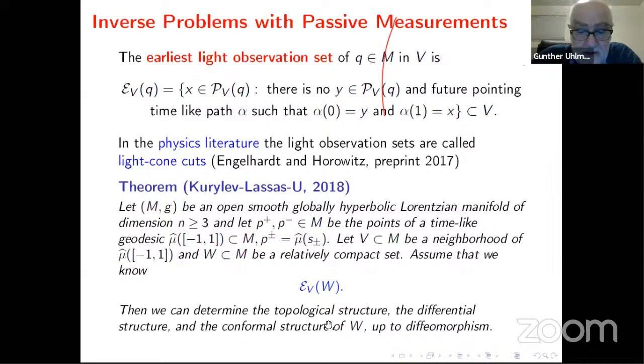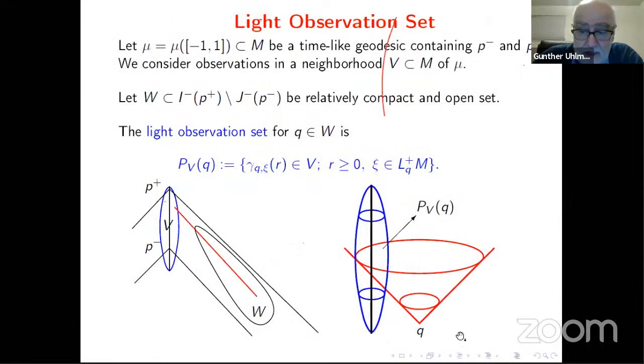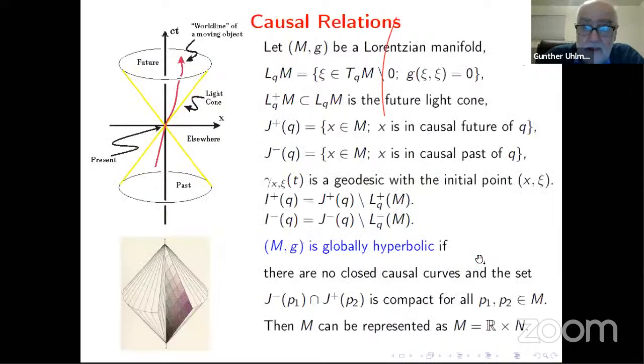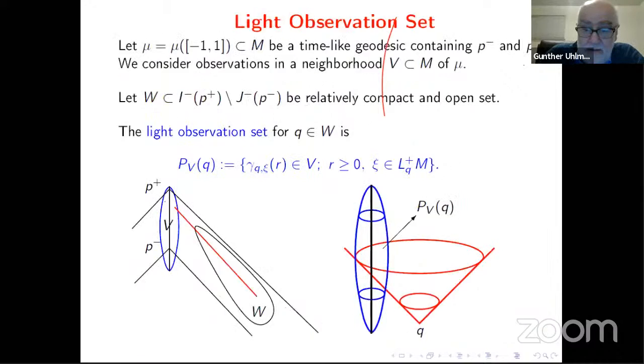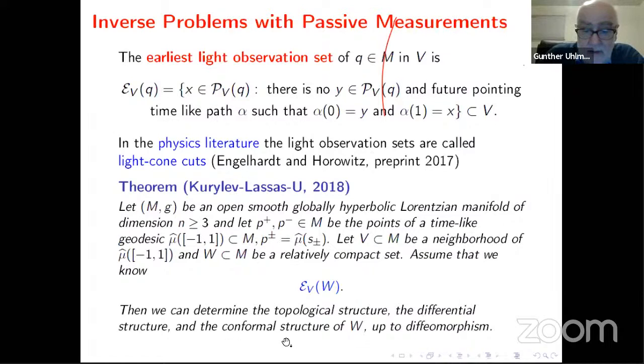Let me point this out, up to change of variables. Of course, everything is invariant under changes of coordinates, like all the physics should be invariant under changes of coordinates. But let me explain the conformal part. Here we're only taking the light cone. The light cone is where g vanishes. So if you take a multiple of the metric, that means a conformal multiple of g, the light cone doesn't change. So you can at best, from the light observation set, recover the conformal structure of W. So the metric up to a multiple, you have to change your variables.